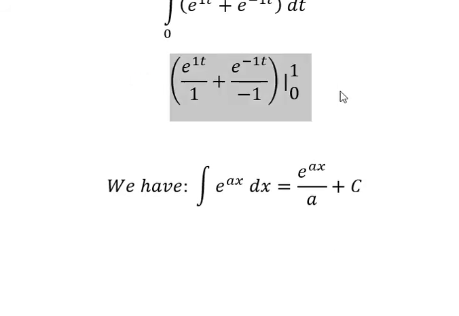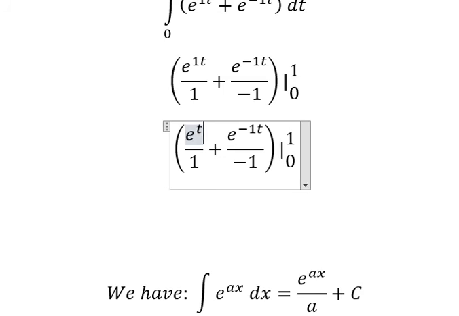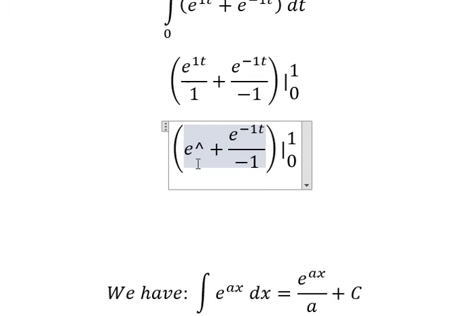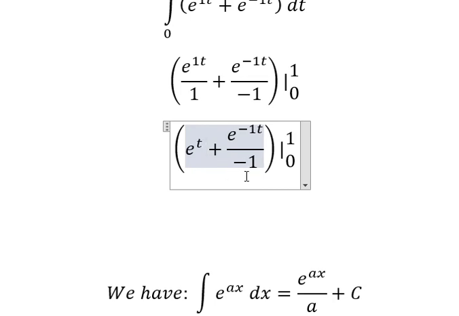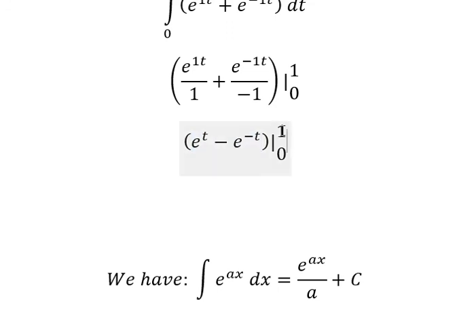Now, if we simplify e to the power of 1t, we have e to the power of t. This one divided by 1, we got e to the power of t. This one we have negative 1, so we change the sign from positive into negative, and we can write it as e to the power of negative t. Now we can put the values 1 and 0 in here.